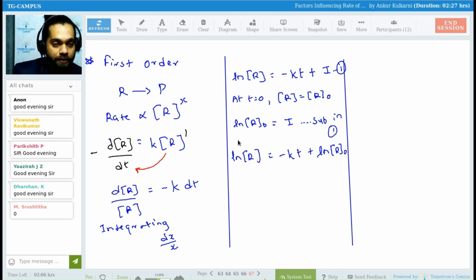Is everyone clear? Yes or no in the chat box? Jyotsna, is it clear? Sai, Parikshit, is it clear? Okay.